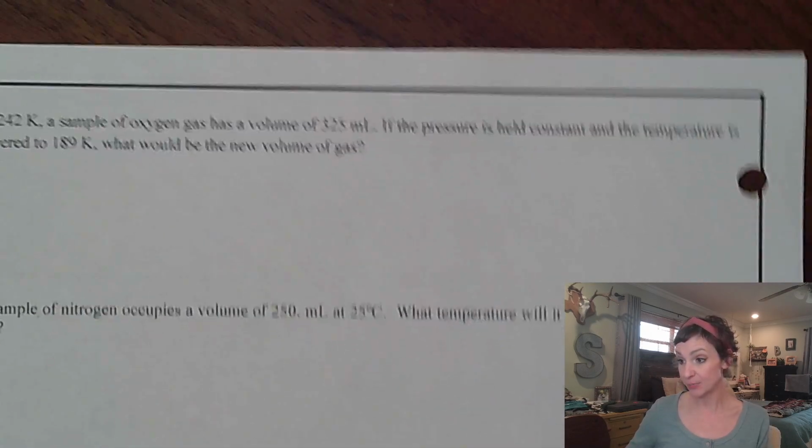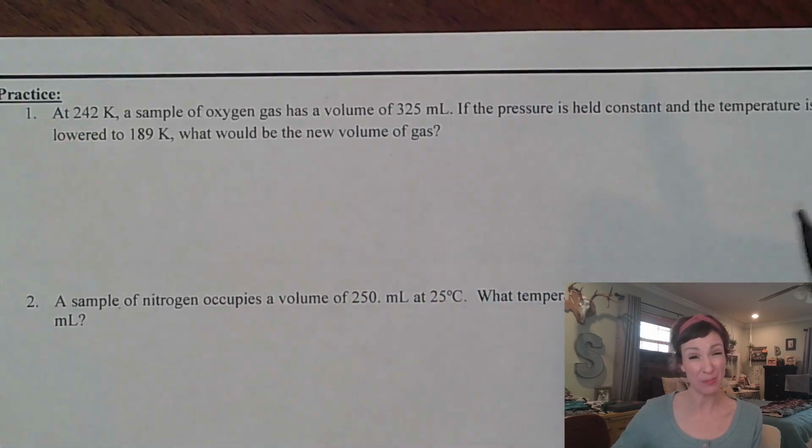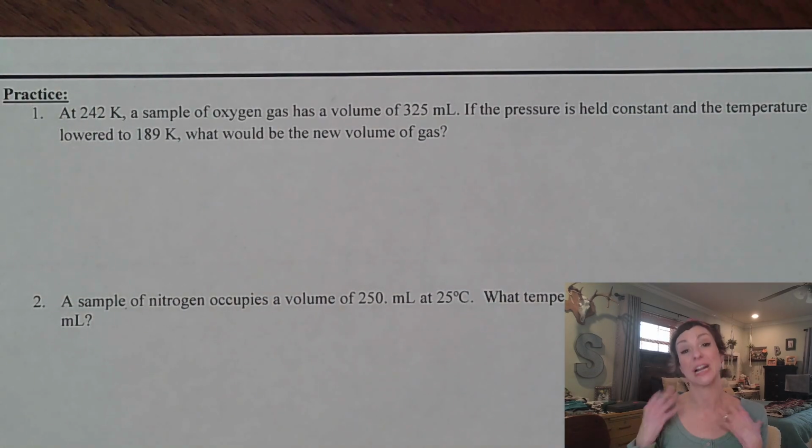So we have two practice problems for Charles's law. We're going to do the same modeling strategy I've done before for Boyle's law. We're going to take each number and label whether it's a P, V, or a T. We're going to write our equation, substitute in our values, and solve for the answer, rounding to the correct number of sig figs.